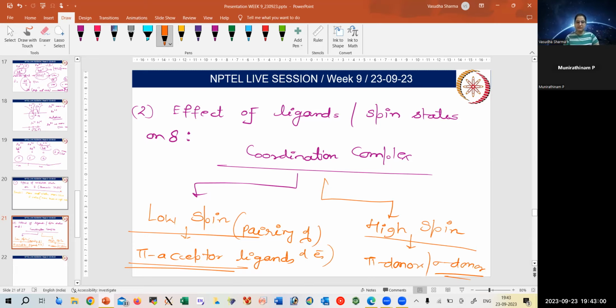Generally, a pi acceptor is like a nitro group or a nitrile group. Because of the electronegativity, they will take up electron density from the metal, which will make the d electrons either fewer or paired. Whereas in the case of high spin, if you have some donor ligand, for example H2, more electron density is going there, and if I'm taking NMe3 or NH2 or something like that, they become pi donors or sigma donors.